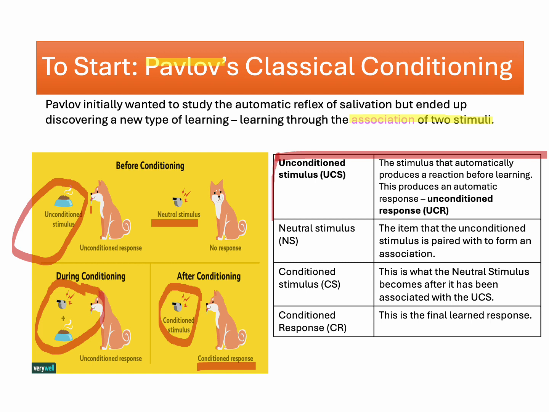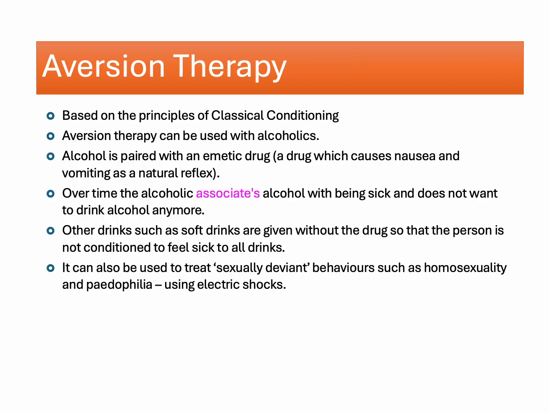Now, if you are aiming for a level 7 or above, it's highly recommended you attempt to use these key terms in your description of aversion therapy. However, if you are just aiming for a grade 4 to 6, then it's important for you to understand that classical conditioning is learning through association, and then this next part here that we're now going to translate into aversion therapy and how it works for people with addictions.